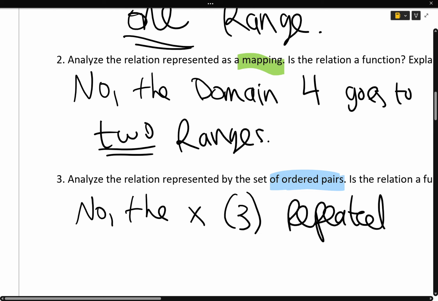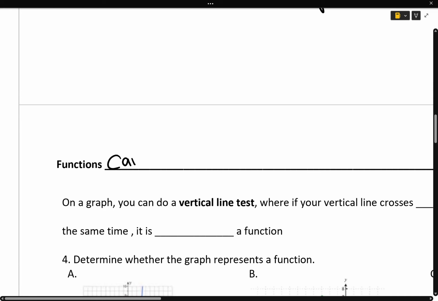Well, let's write that down. Functions can't have repeating. And this is going to be synonyms. We can't have repeating x's, domain or input.